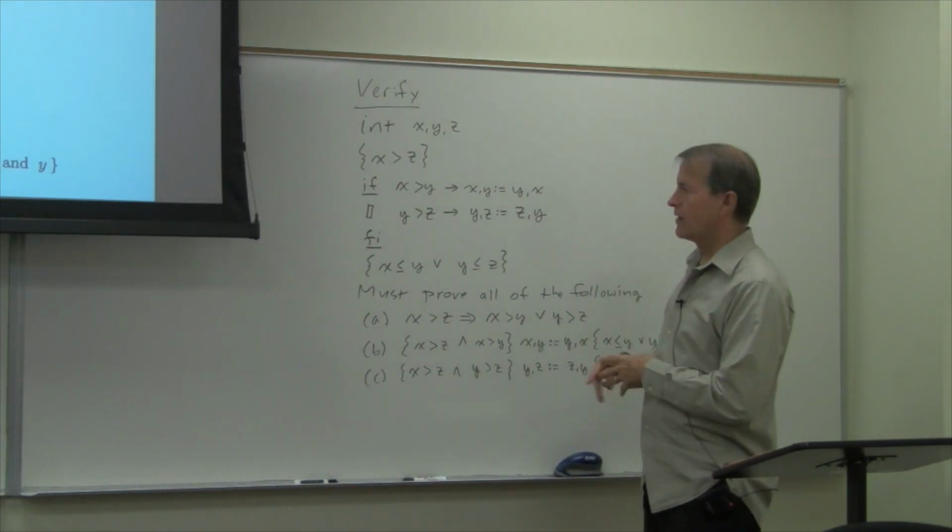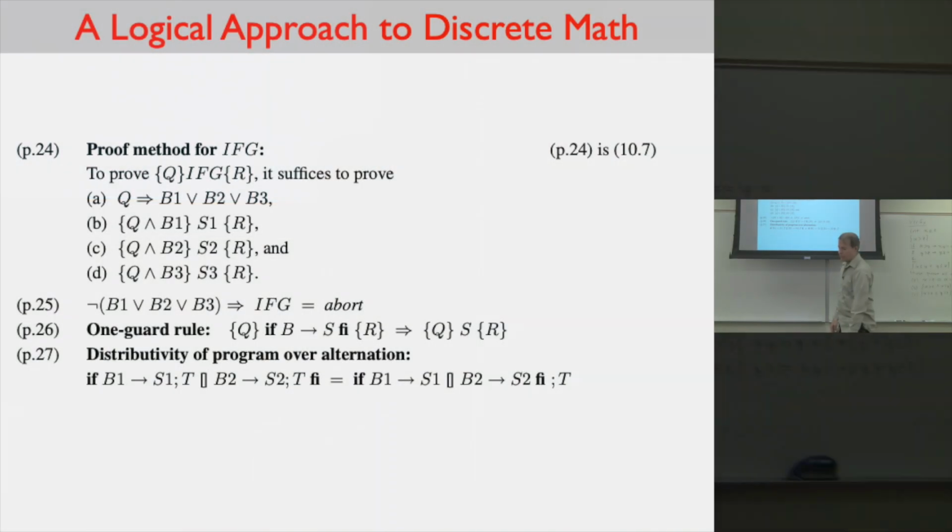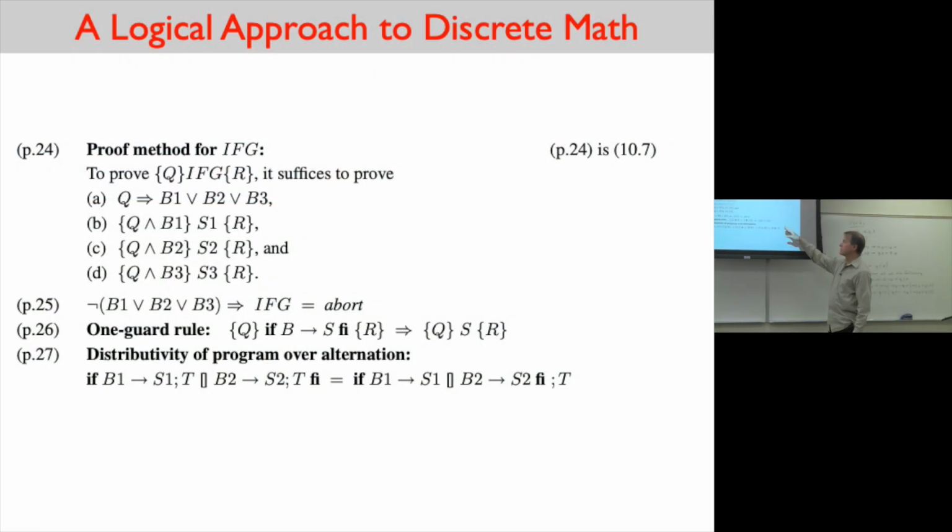And I think we have this checklist here. Let's review this. P.24, the proof method for this guarded if statement, IFG. On our P.24 checklist there are 4 things, but that's because there are 3 guarded commands, right? So the first one, part A, is Q implies B1 or B2 or B3, where those B's are the guards.